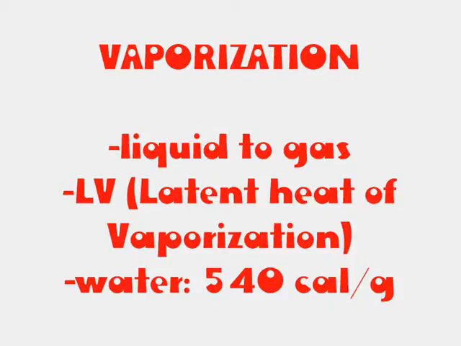Vaporization is the change from liquid to gas. Latent heat of vaporization is the amount of heat needed to change a unit mass of a substance from the liquid state to the gaseous state at constant temperature. Latent heat of vaporization is commonly represented as LV. The latent heat of vaporization of water at 100 degrees Celsius is about 540 calories per gram, or 2.26 times 10 to the 6 joules per kilogram.